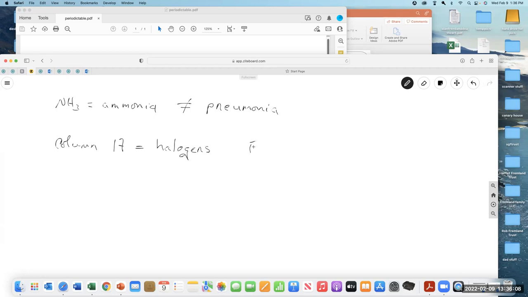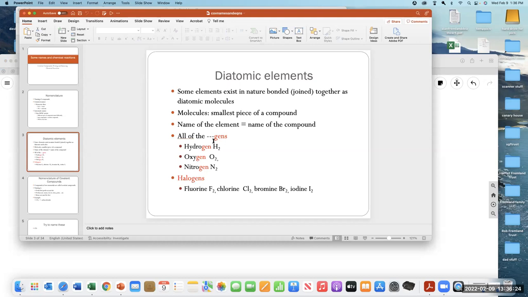This is fluorine, chlorine, bromine, iodine, astatine, but who cares? So all of the gens, when they're by themselves, are diatomic. The way I teach it, it's the gens, hydrogen, nitrogen, oxygen, and then the halogens, which are fluorine, chlorine, bromine, and iodine. So if we say it reacts with hydrogen, it's reacting with H2. Or if it forms chlorine, it's forming Cl2. Now, if chlorine's combined with another element, we will name it appropriately.